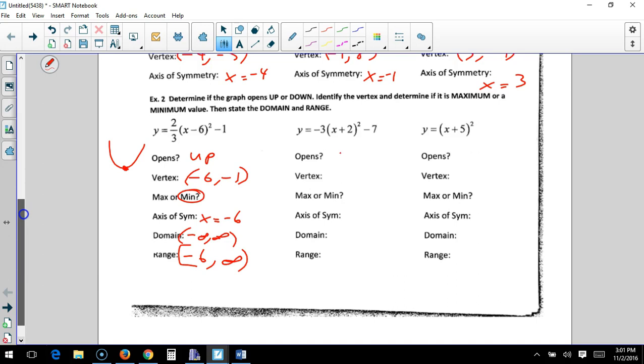Next one. It's going to open down. Why? Because it is negative. The vertex, remember this is x minus negative 2. It's going to be negative 2, negative 7. It's going to be a maximum because it's round. The axis of symmetry is x equals negative 2, just that first number, h. The domain, again, is going to be negative infinity to positive infinity. That doesn't really change. The range, though, remember, when it's upside down, we put infinity first, negative infinity, because it's going down. How low does it go? How high does it go? Negative 7 included.